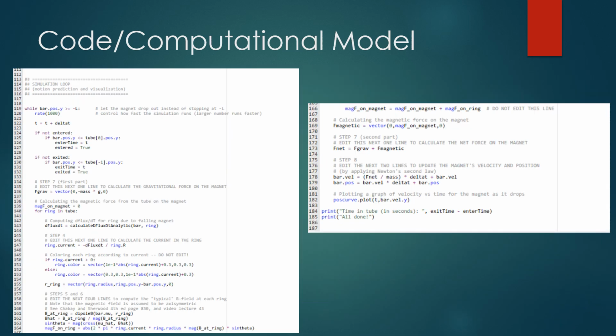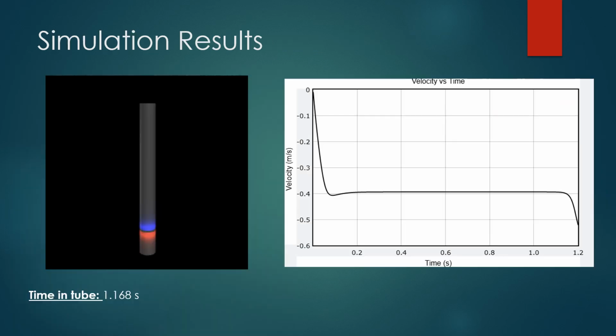On this next page, the code continues by editing forces and variables in the simulation loop to account for gravity, the current in the ring, the magnetic field at each ring, the net force on the magnet, and updating the velocity and position of the magnet. Lastly, the code shows the simulation printing the time and plotting the graph.